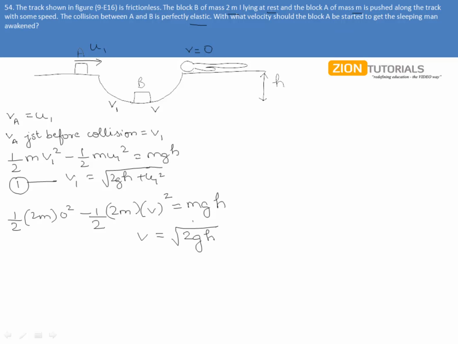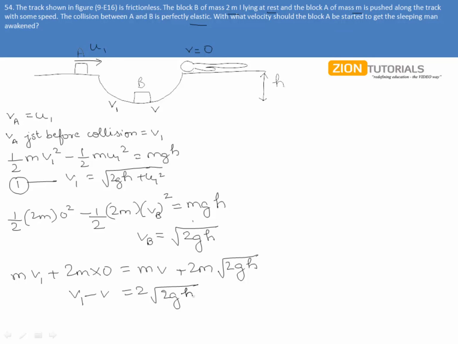Now, since it has been given that it is an elastic collision, let us first employ the momentum conservation before and after the collision. Before, it will be m v1 plus 2m into 0 equals to, afterwards we will be having m into v. This v and this v are different, so let me mark it as vb. So this will be m into v plus 2m into vb, which is under root 2gh, giving me an equation of v1 minus v to be twice of under root 2gh. Let us call it equation 2.